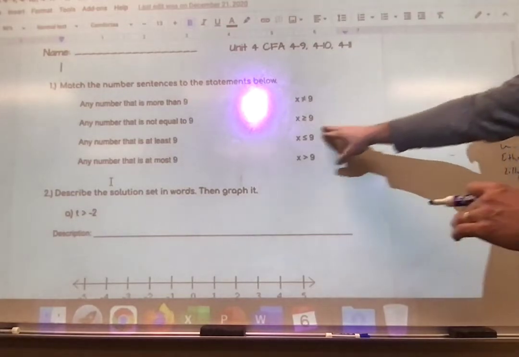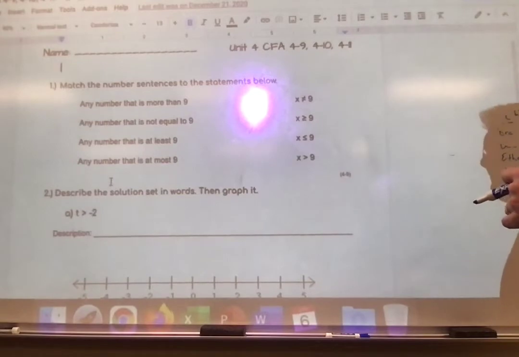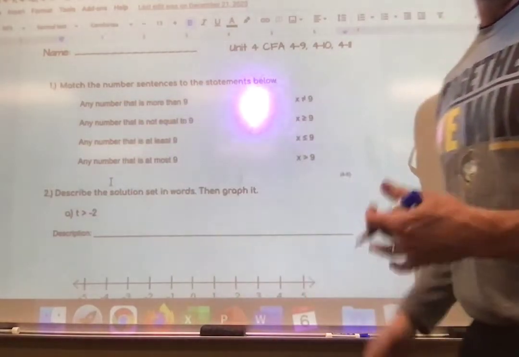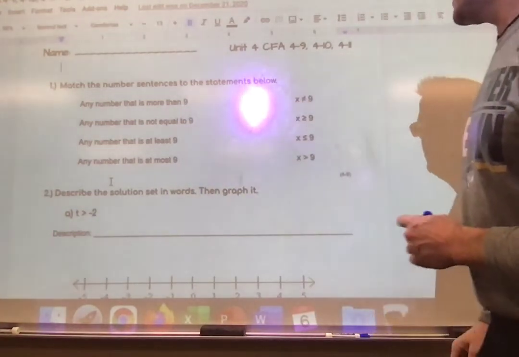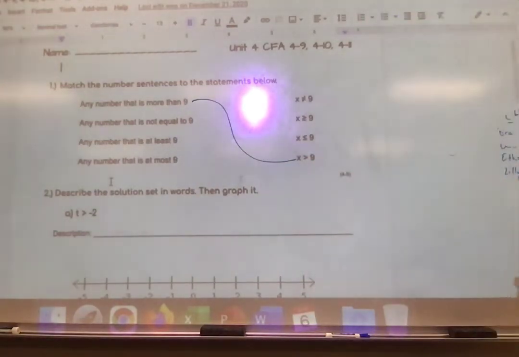So we've got our inequalities over here with our statements. So let's draw some matching lines here. Okay, any number that is more than 9. Remember, when it says any number, there's your variable. So we'll call it x, and it is more than 9. So x has to be more. It can't be equal to it. So x is greater than 9.